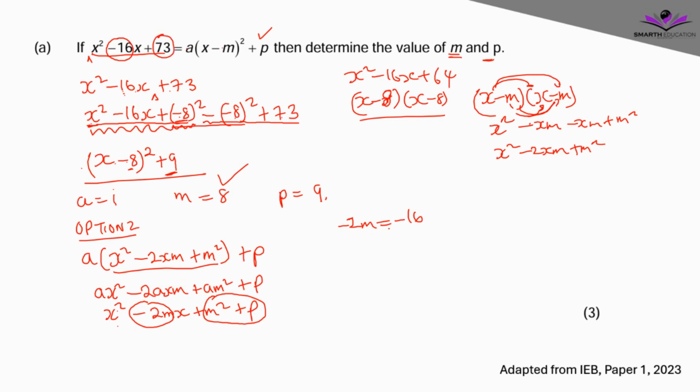So we divide by negative 2 on both sides of the equation. m is equal to 8, right? Which is the same as that. Now, m squared plus p is equal to what? It is equal to 73. This is equal to this. So what we do, m is 8, so it becomes p is equal to 73 minus 8 squared. So p is equal to 9, which is the same as that.